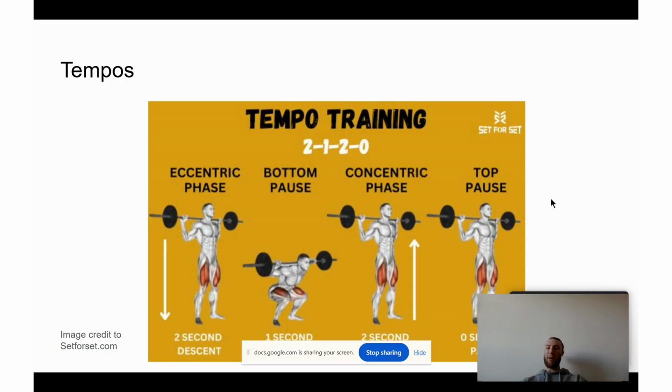The last thing I want to talk about is tempos. Tempos are usually written in four numbers. The eccentric is the first number, that is the way down. The second number is the isometric pause at the bottom. The third number is the concentric on the way up. And then the fourth number is the top pause. Sometimes people use three. I often use three digits, but for some exercises, I will use four for the tempo training.